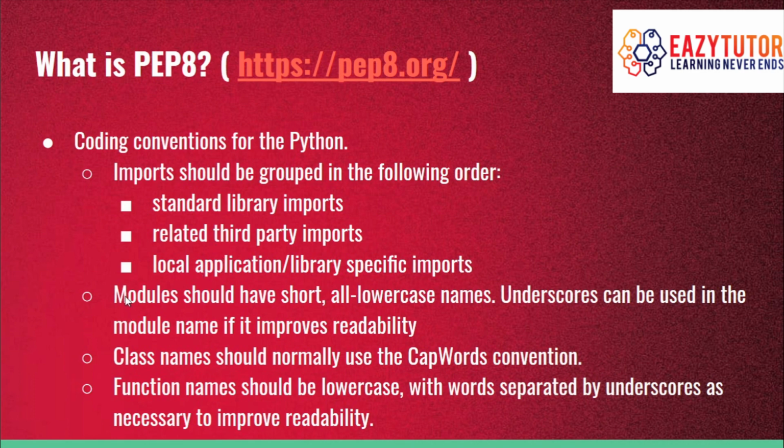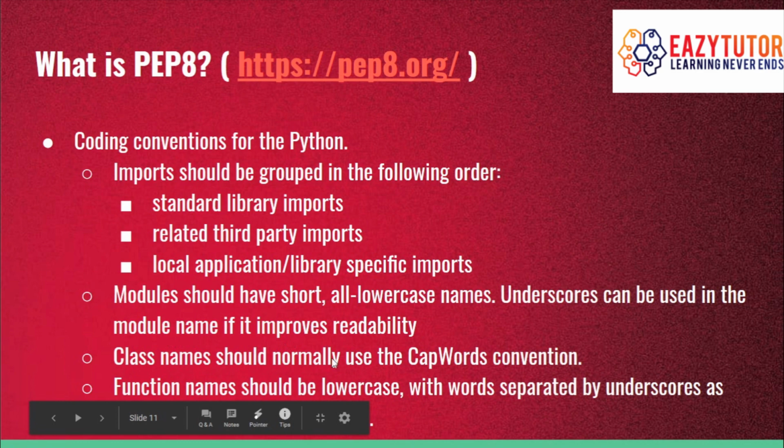Yes, and for modules, there is a limitation in naming. They should be all lowercase names. Underscores can be used in the module name if it improves readability. This absolutely depends on the readability. Python is famous for its readability, so we should maintain that in our scripts as well.